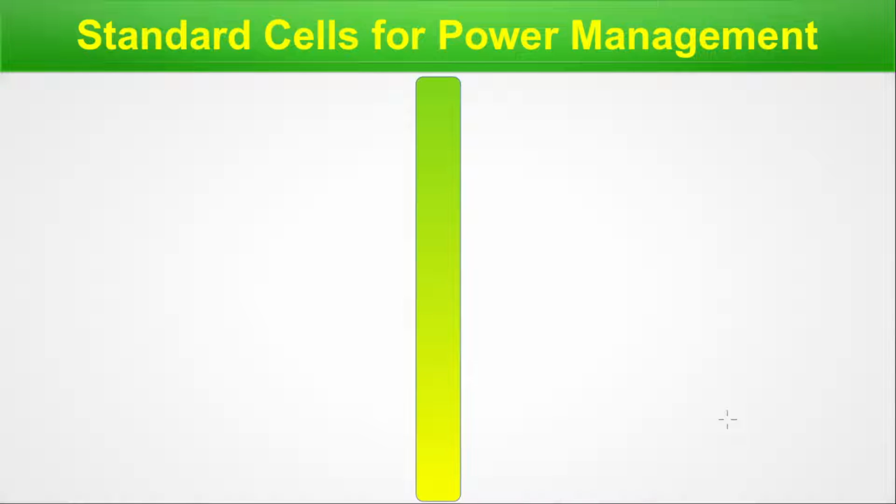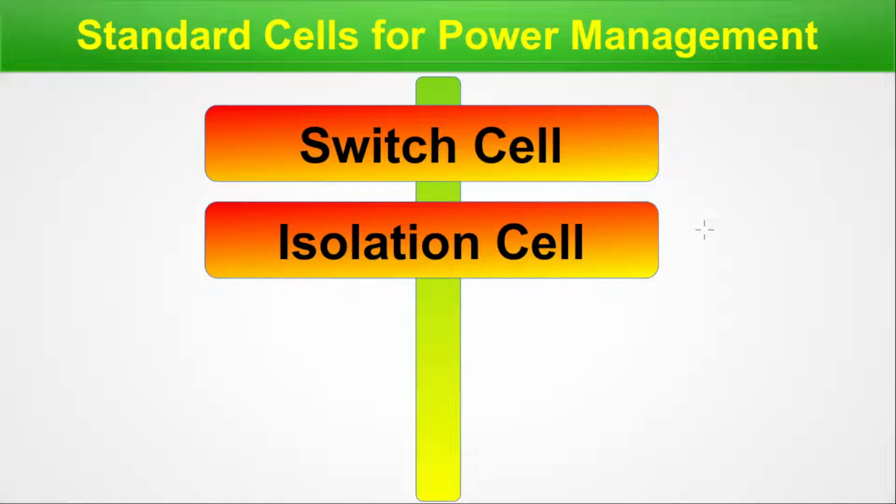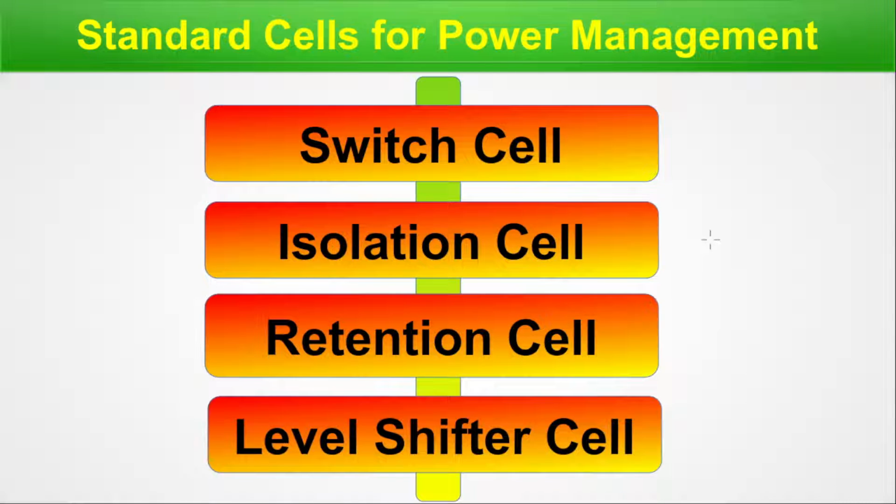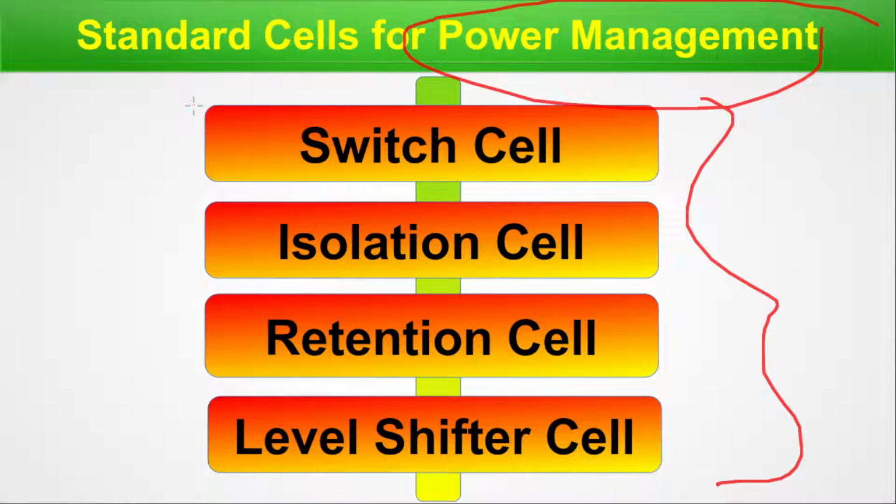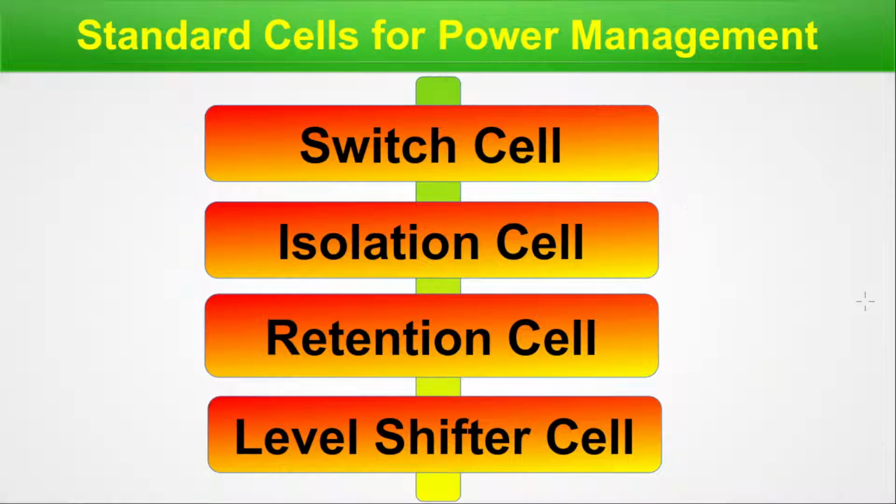What are those standard cells? Switch cell, isolation cell, retention cell, and level shifter cell. So these 4 different types of standard cells are used for power management. These standard cells are designed in coherence with the power management block or power management unit operations, so that whenever such an instruction of switching or isolation or retention or level shifting is there, at that time this cell can operate in sync with the power management block. Now we will go into detail, one by one, of these cells.